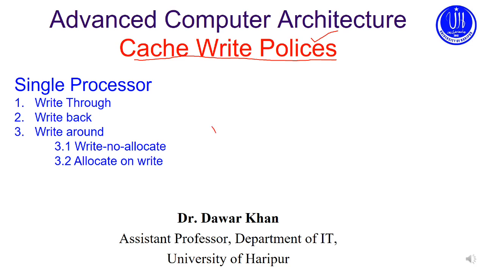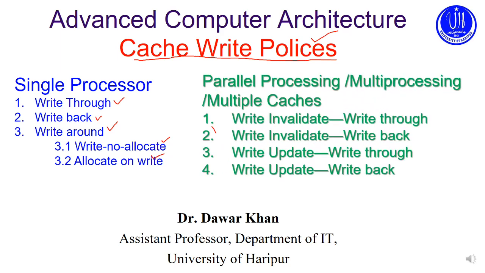One is single processor, like sequential processing. For sequential processing, we have three types of write policies: write through, write back, and write around. Then write around has write no allocate and write allocate on write. So we have almost four types of write policies.